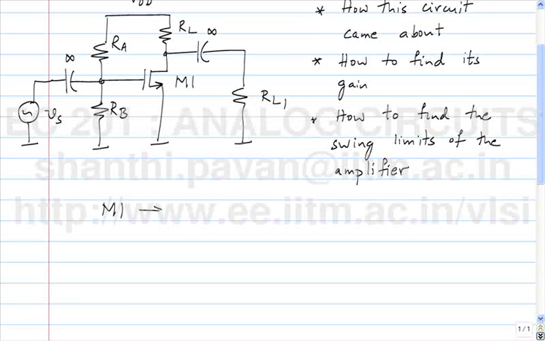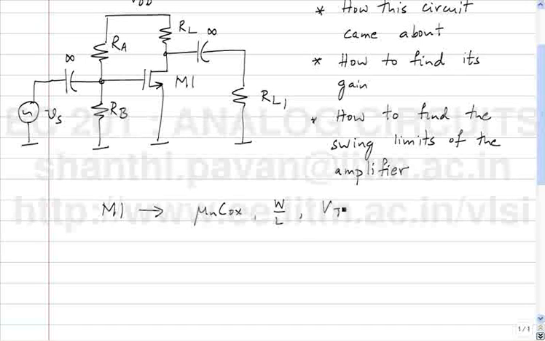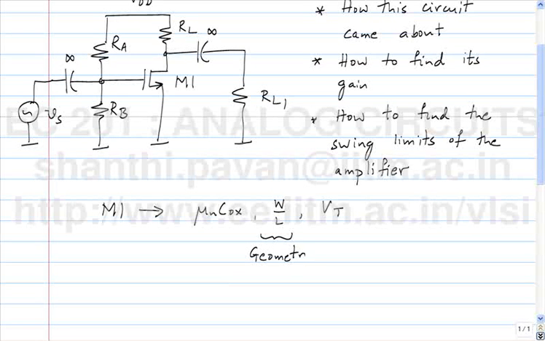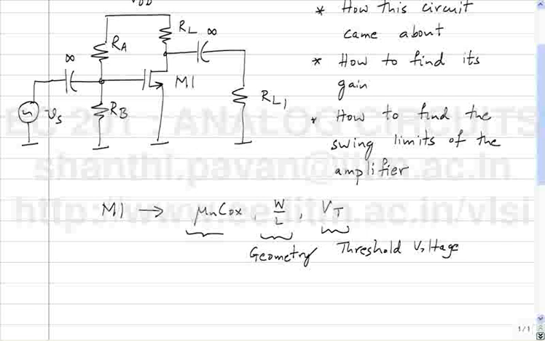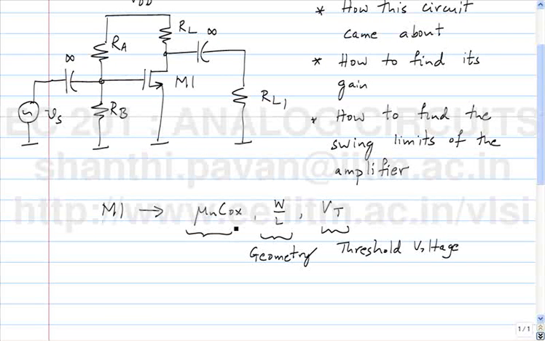What are the transistor parameters as far as you are concerned? What determines the transistor? The mu n Cox, W by L and Vt. It turns out that W by L is simply, as I pointed out, a geometry related thing. Vt is the threshold voltage, and those of you who have done devices know that it's some weird complicated formula, right? Cox and all sorts of stuff. Okay. Similarly, mu n is the mobility of electrons in the channel and Cox is the gate to channel capacitance.